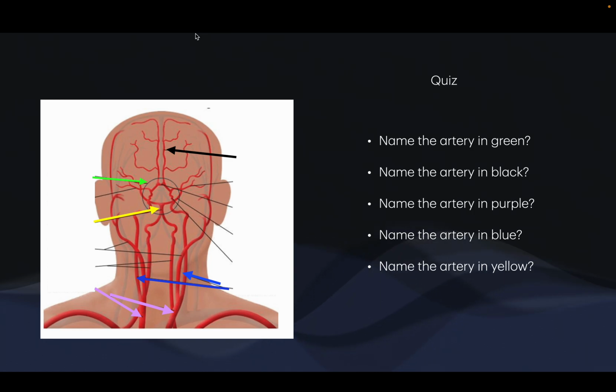For my last slide, I decided to do a mini quiz to test your knowledge on the arteries that I just talked about. So if you guys can, grab a pen, pencil, and answer the questions that are on the screen. So go ahead and answer the name of the artery in green, the one in black, purple, blue, and yellow. I will give you guys about 30 seconds or so, and I'll come back and give you guys the answers.